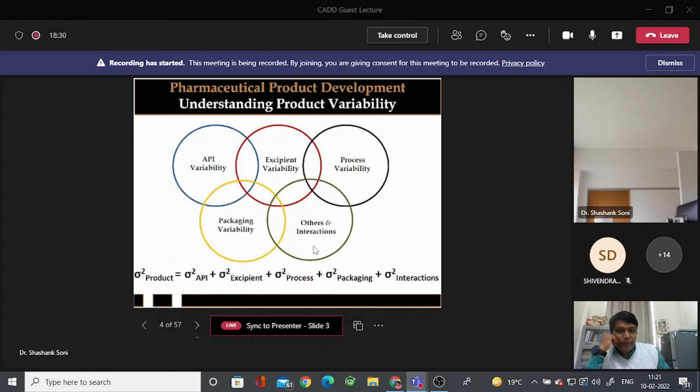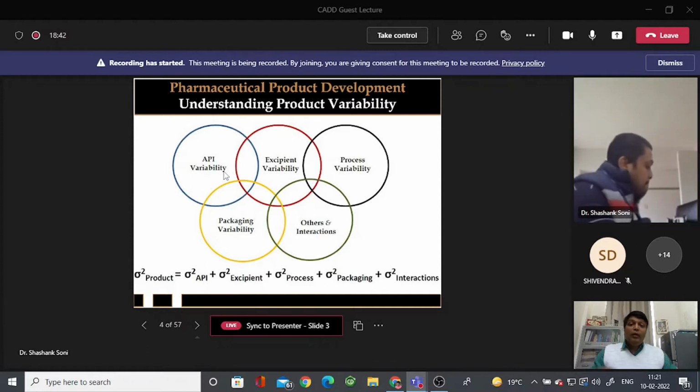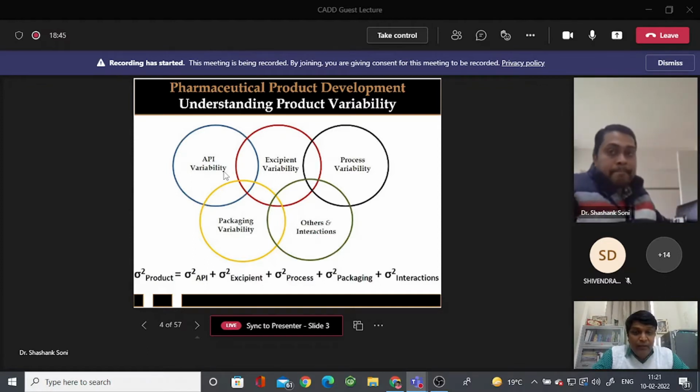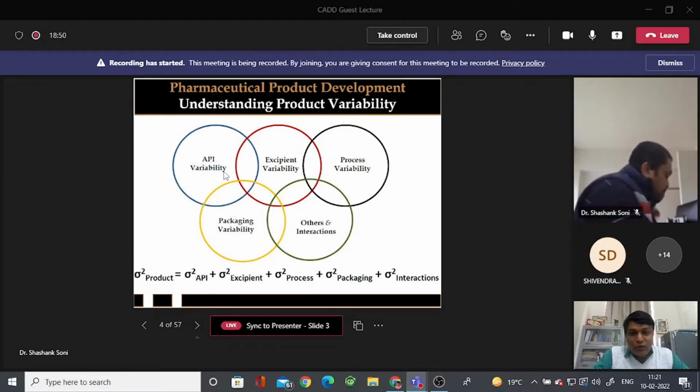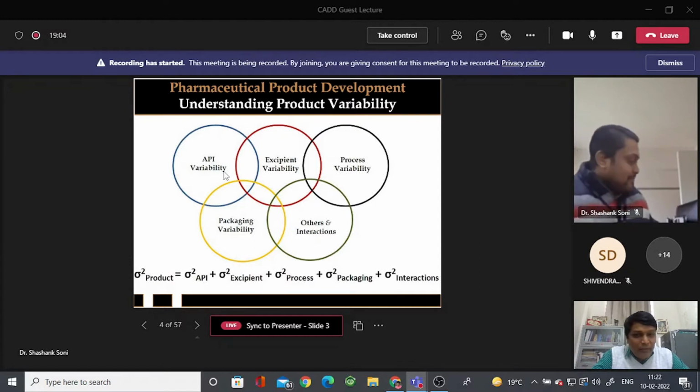Anything can be a variable. You can see how many variables: API, active pharmaceutical ingredient variability. The API can be a big variable. The excipient variability. What are the excipients? As Shashank sir already said to you, you should understand the excipients. One of the students also told at least one excipient. I am so happy. Disintegrant. So you should understand the variability of the excipient.